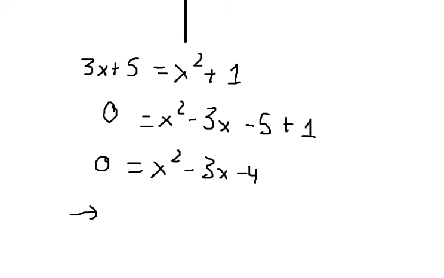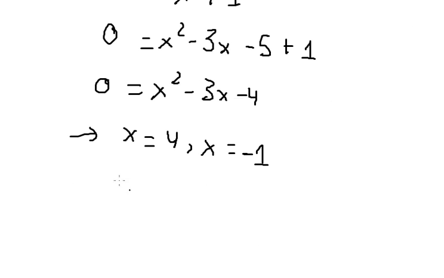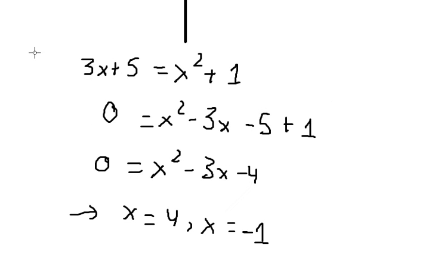And we got x equals 4 and x equals negative 1. So if we look at the graph, we see that this is in the negative. So this intersection in here is about negative 1. Now let's go to the second one.